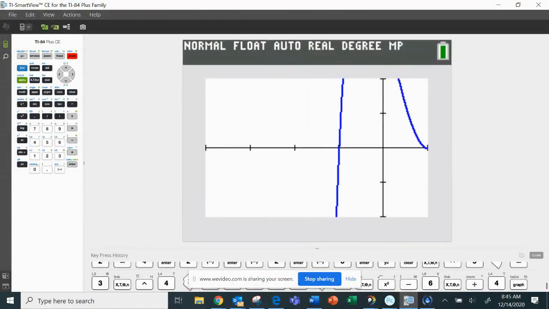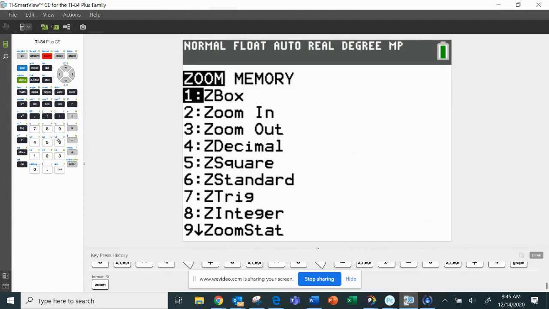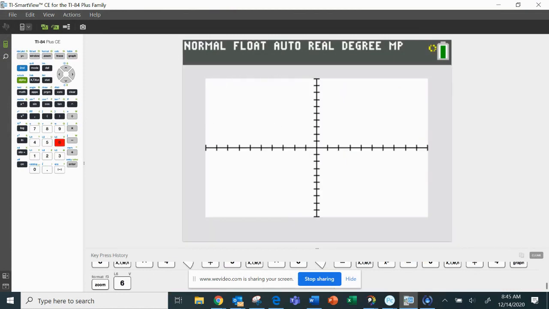And if you changed your window like I did, you can fix it really easily. You can go back by hitting Zoom 6. Zoom 6 will fix your window quickly back to the way it normally looks. Zoom 6.